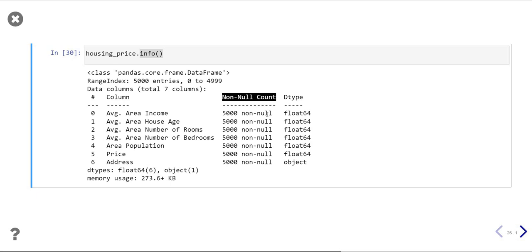So this is quite important for us to see whether we have missing data or not, one way. When we see 5,000 non-null, it means there is no missing data, and you can see the data type. So this is float, which means all numeric values, except for address, which is object, which means it's a string, right? So does it make sense? Are you able to decipher something about the nature of this data set? Any question up to this point?